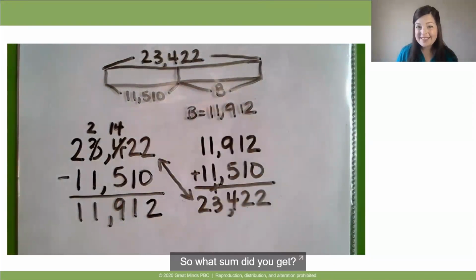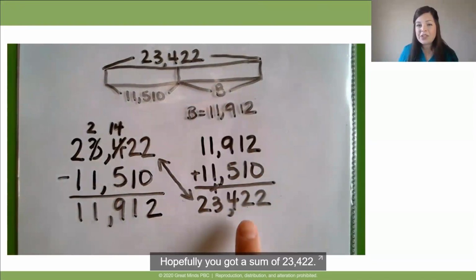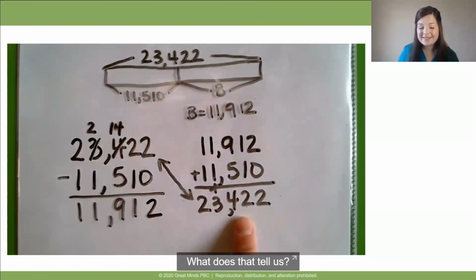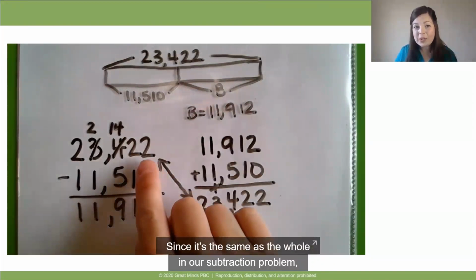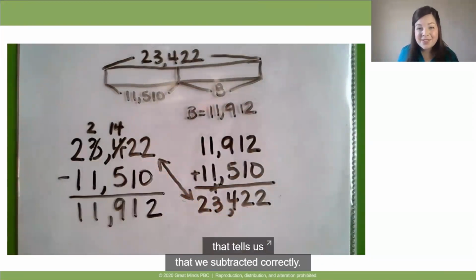So what sum did you get? Hopefully you got a sum of 23,422. What does that tell us? Since it's the same as the whole in our subtraction problem, that tells us that we subtracted correctly.